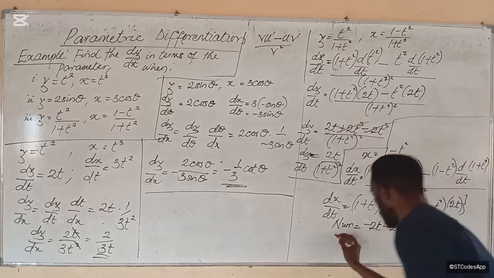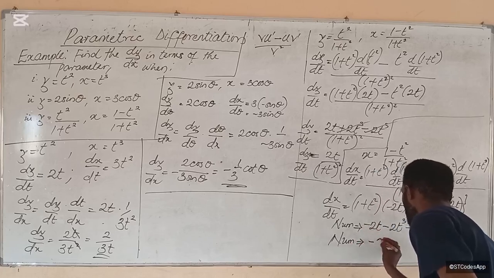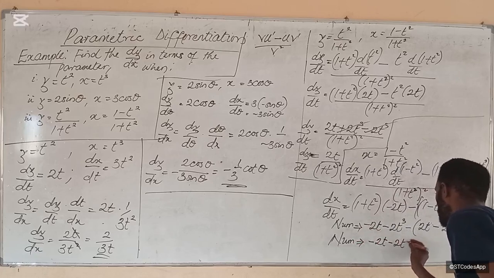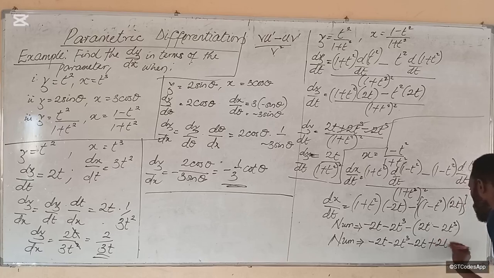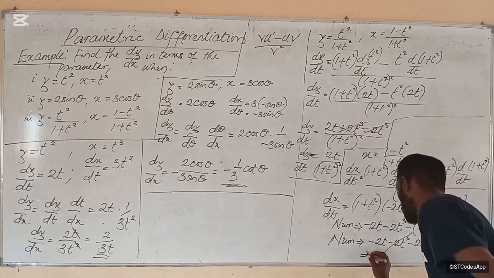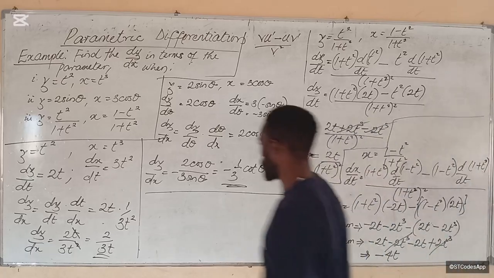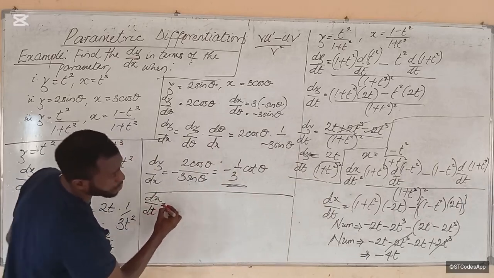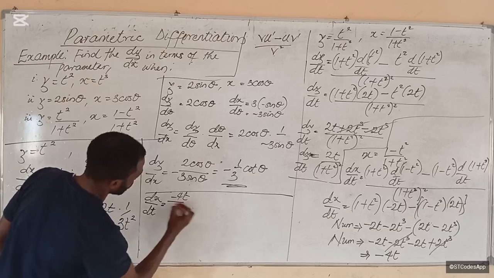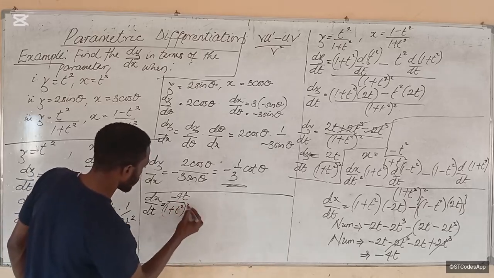So the numerator now becomes minus 2t minus 2t cubed minus 2t plus 2t cubed. So this takes care of this, and our numerator becomes minus 4t over the denominator. So our dx/dt now becomes minus 4t over 1 plus t squared all squared.